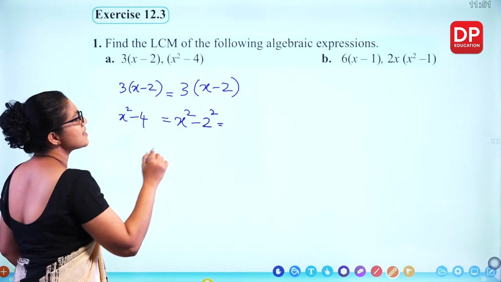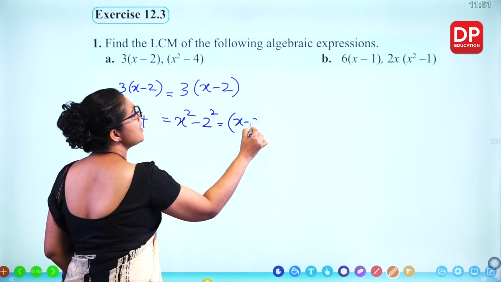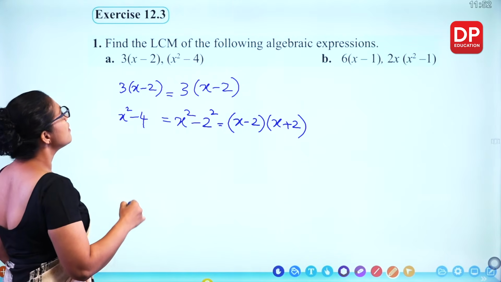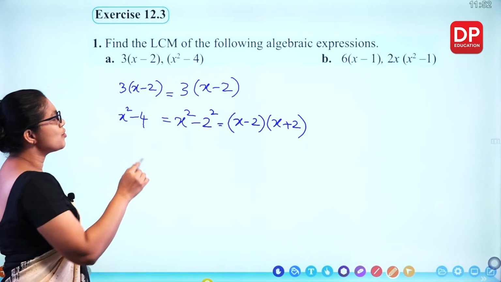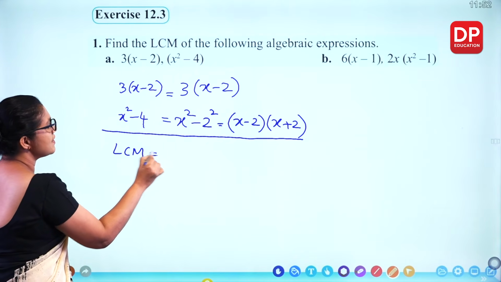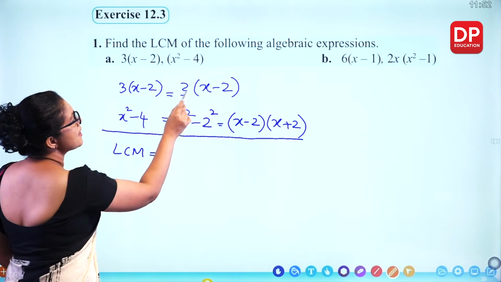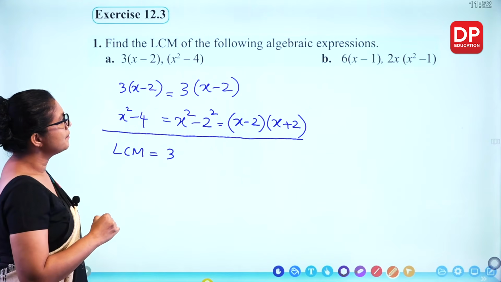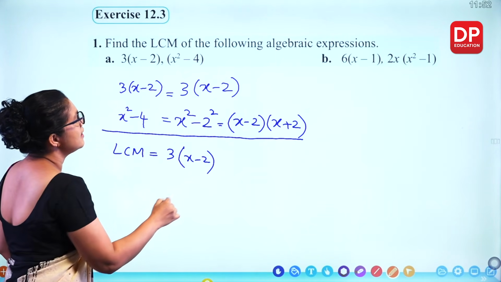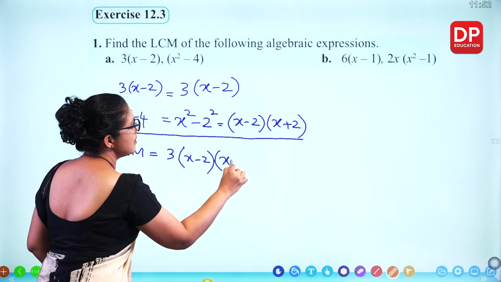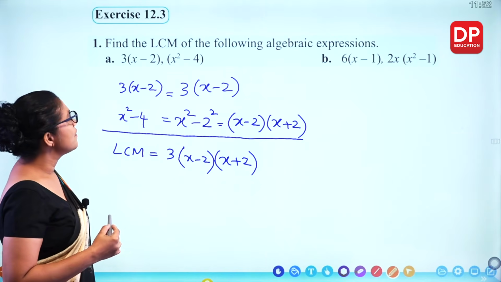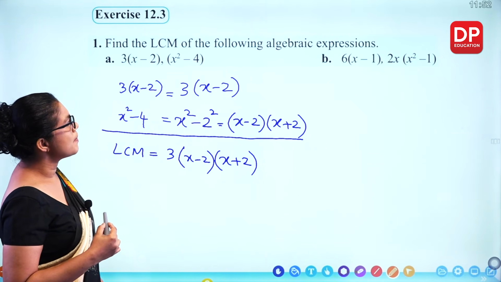So this is the difference between two squared terms. So what are the factors? So you can write (x - 2) and (x + 2). One is positive and one is negative. So those are the two terms. So how can you find out the lowest common multiple or least common multiple? I can see 3 is common, 1 three is there, and 1 (x - 2) is there, and 1 (x + 2). So the least common multiple is 3 times (x - 2) and (x + 2).